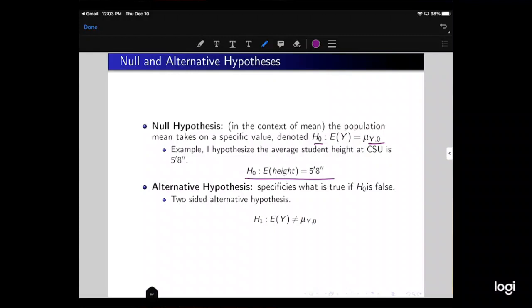This is compared to an alternative hypothesis, which specifies what is true if H0 is false. A two-sided alternative hypothesis, instead of H0, we'll put H1: the expected value of Y is not equal to mu Y naught. So it's anything else. We'll be dealing with two-sided hypotheses in this class. A one-sided one would just be the expected value of Y is greater than mu Y 0. The not equal means it could be less or more than the null hypothesis.